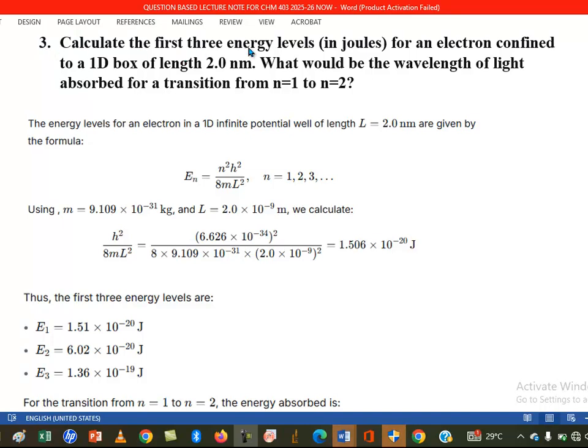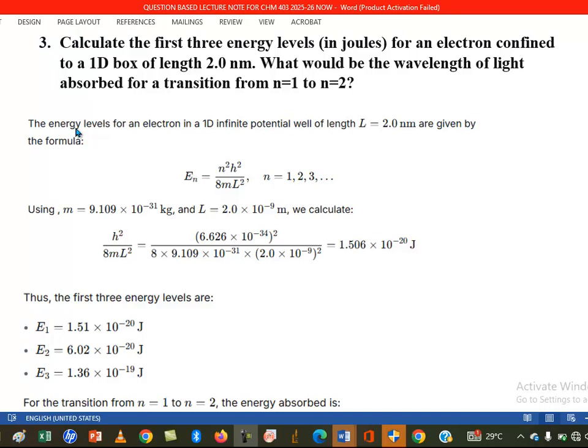Now to question 3. Calculate the first three energy levels in joules for an electron confined to a one-dimensional box of length 2 nanometers. What will be the wavelength of light absorbed for a transition from n equals 1 to n equals 2? So, how are you going to approach this?